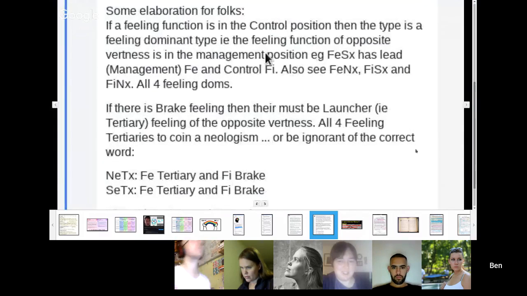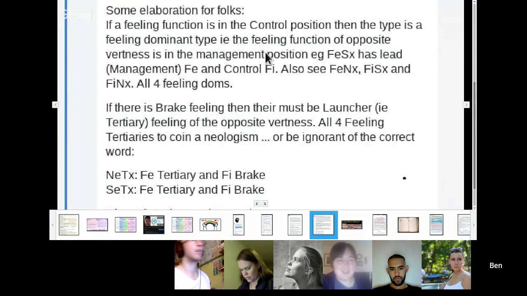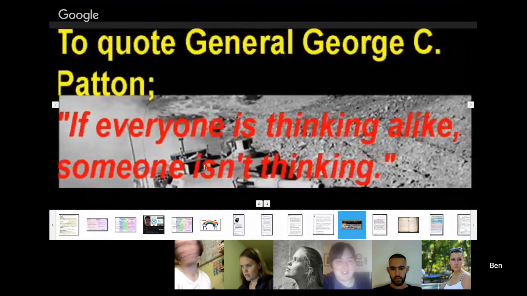Right. If the feeling function is in the control position, then the type is a feeling dominant. Yes, i.e. the feeling function of opposite vertness. Right. Okay. If someone's control FE, they're FI dom. If they're control FI, they're FE dom. Right. Anyway, that's a little bit complicated. So, what do you think of that then, Enrique? If everyone's thinking the same, someone isn't thinking.